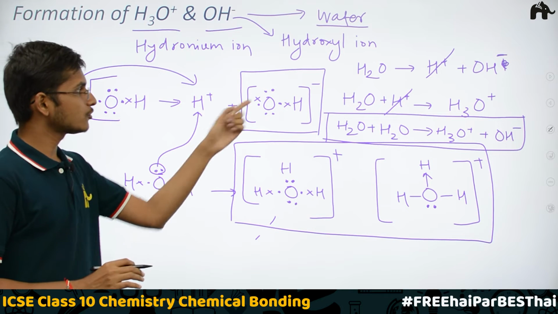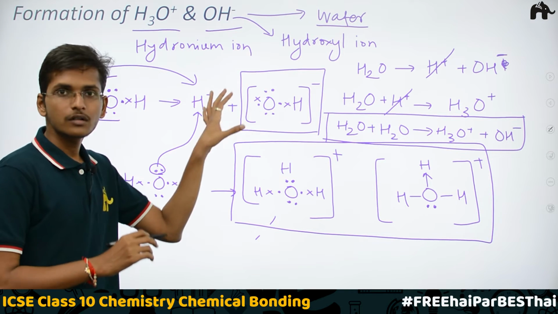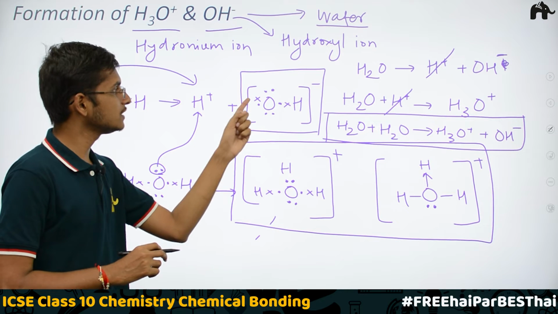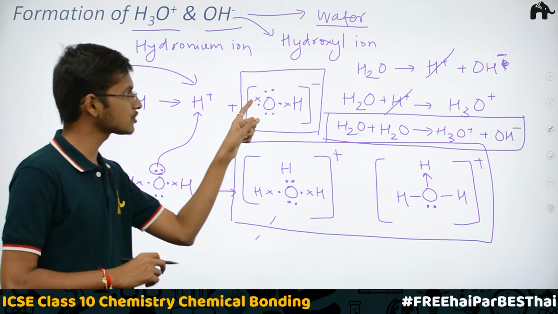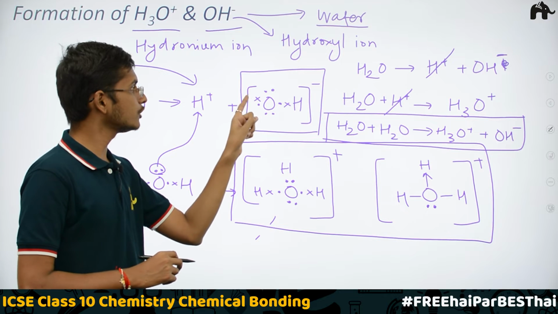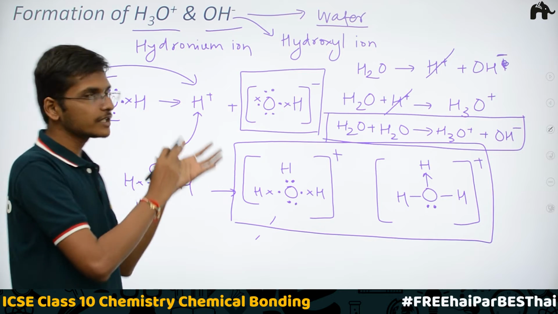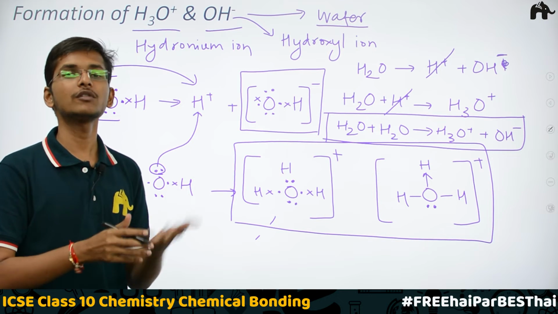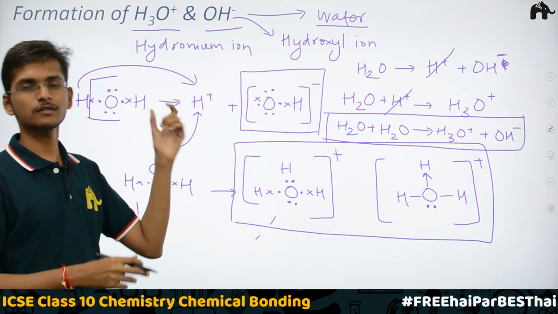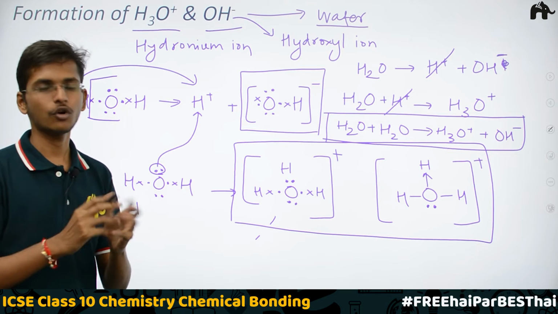You have to take care of the electrons and the symbols of the electrons. Here the electron of hydrogen is there with oxygen, so it should be denoted with X in the same way. Don't miss out anything, and I definitely know you won't miss out if you know the process of formation of the particular molecule or species.